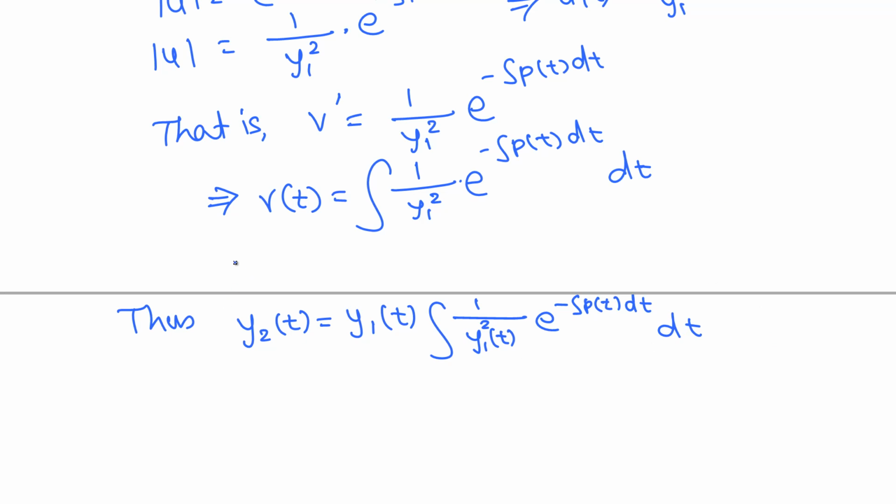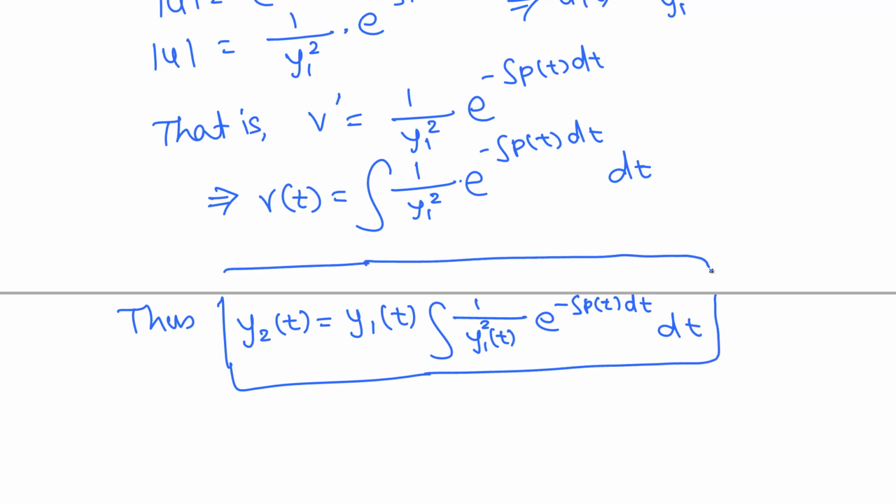So basically you can take this as a formula, and when y1 is given, you can find y2, the second solution, using this formula. Okay, final.